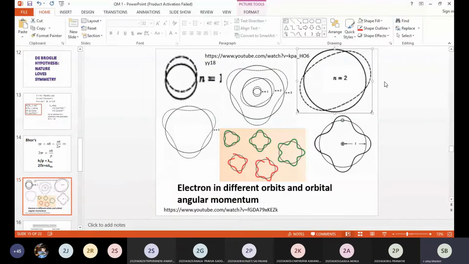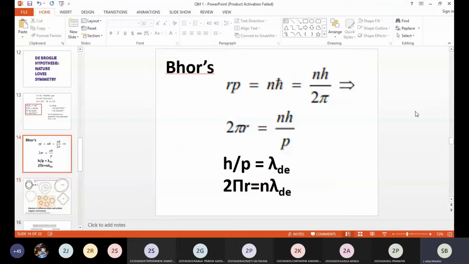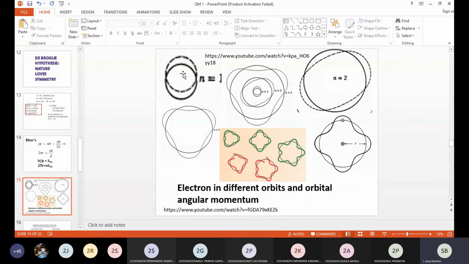Come to this case, top right corner. N is equal to 2. Please remember I am saying 2 pi r is equal to n lambda, where n is equal to 1, 2, 3, 4, and so on. So here 2 pi r is equal to 1 lambda. Sir, where is lambda? I'll tell you. And what is this? 2 pi r is equal to 2 lambda. Where is lambda here, sir? Again I'll tell you, wait.